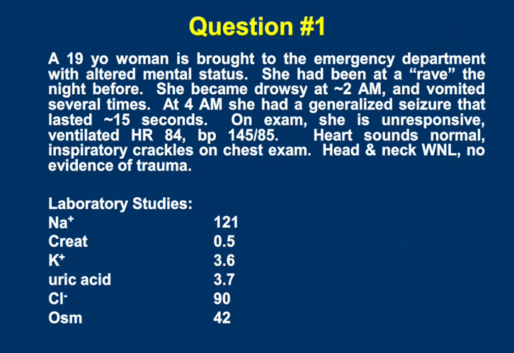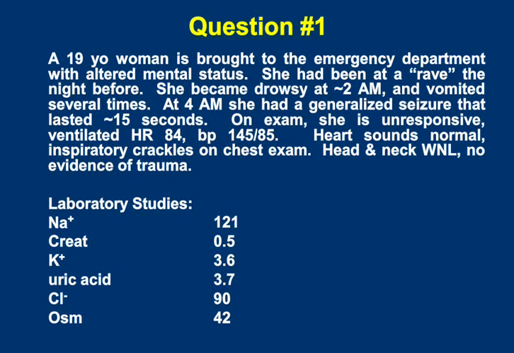So we'll talk about a quick clinical question. A 19-year-old woman is brought to the emergency department with altered mental status. She had been at a rave the night before. She became drowsy at around 2 a.m. and vomited several times. At 4 a.m., she had a generalized seizure that lasted 15 seconds. On exam, she is unresponsive. She's ventilated with a heart rate of 84 and a blood pressure of 145/85.